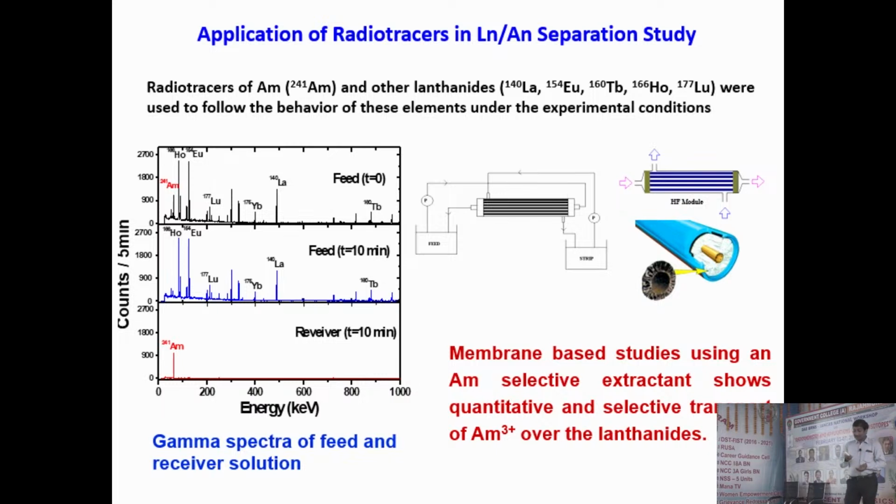This whole process we can see by measuring the radioactivity emitted from the americium. You can see here that the feed solution has americium. After a certain time, the americium peak disappears in the feed solution, and in the receiver solution only americium activity is there. We can see how selective it is. If someone wants to see how selective your process is for americium, by using its radioactivity we can see this type of application.